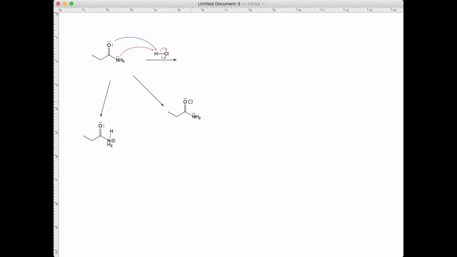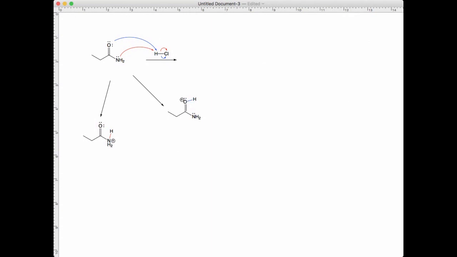So one pair of electrons is gone because that is used for the new covalent bond. New covalent bond here with the oxygen and the hydrogen, and then the oxygen obviously will be positively charged. Okay, so this is the conjugate acid resulting from protonation, the one on the left to the nitrogen and the one on the right, the conjugate acid resulting from protonation in the carbonylic oxygen.